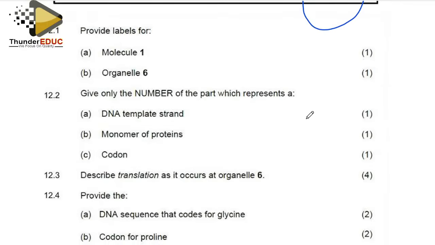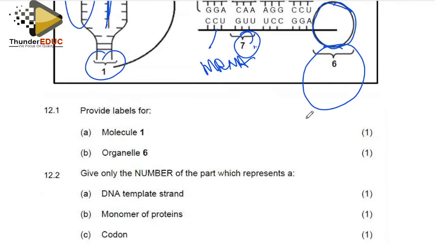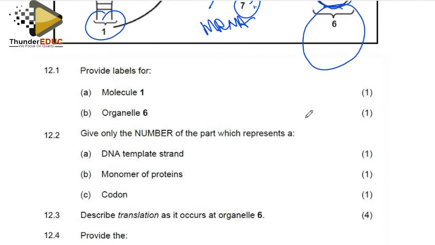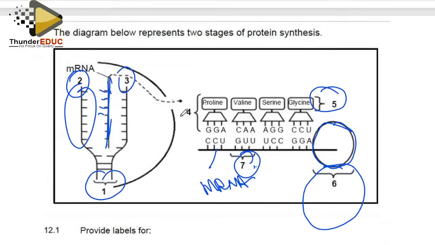Give the number of the part that represents the DNA template strand. It is number 2. Because we said this one is facing this side, which is the messenger, therefore automatically this is the DNA template.